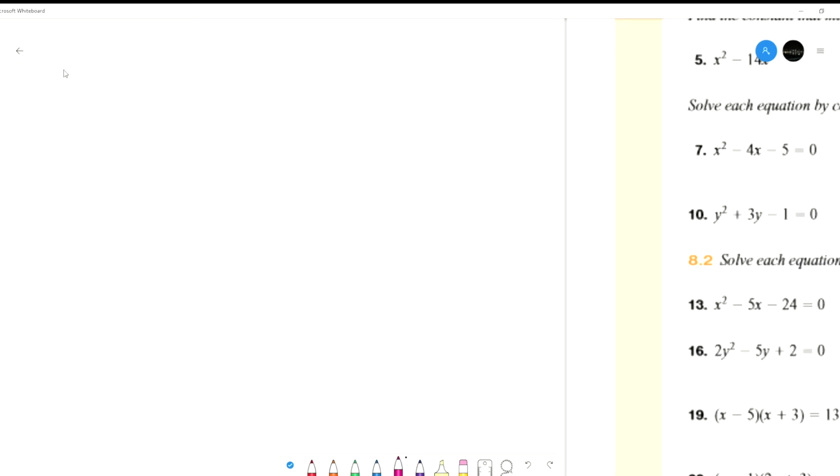Alright, so number 7, completing the square, right? That was what we learned last Friday. So what we did was we first, well, this one, a is 1, right? So now we have to move the constant term to the other side. So we first start off with x squared minus 4x is equal to 5.